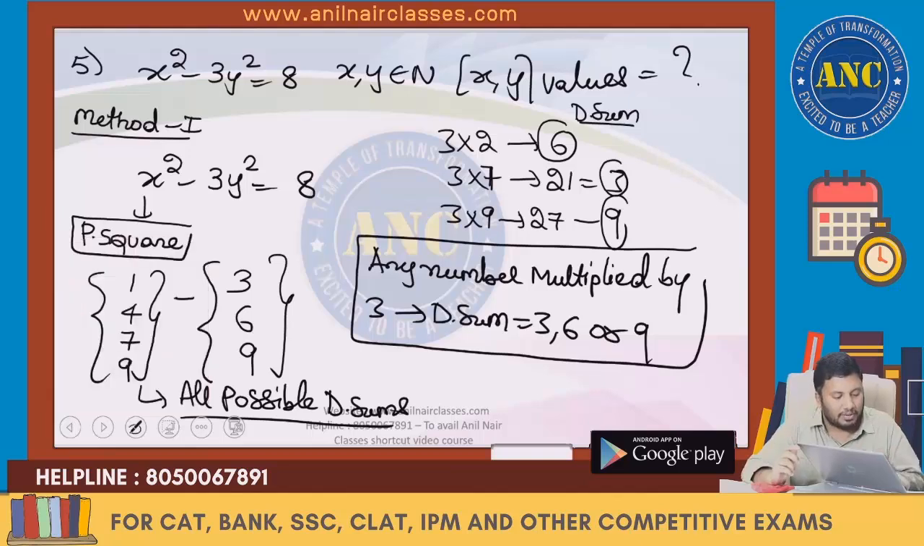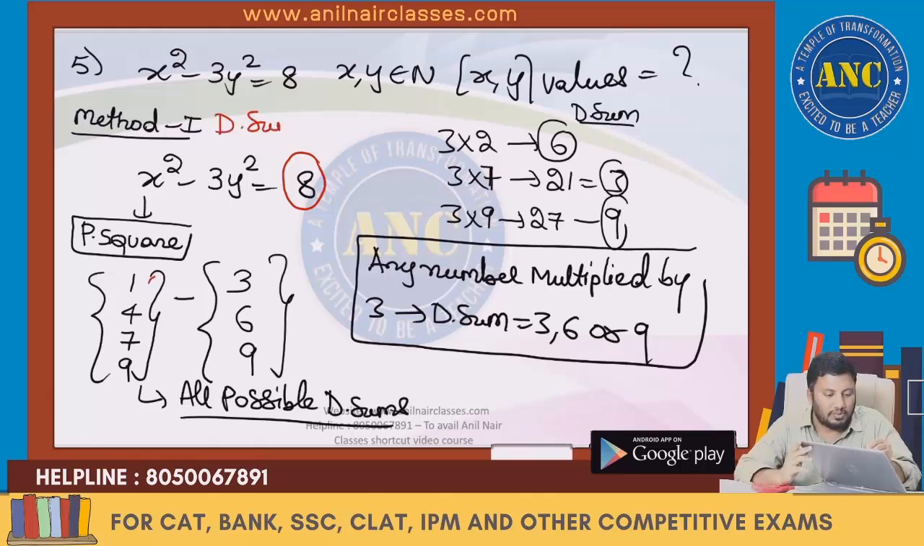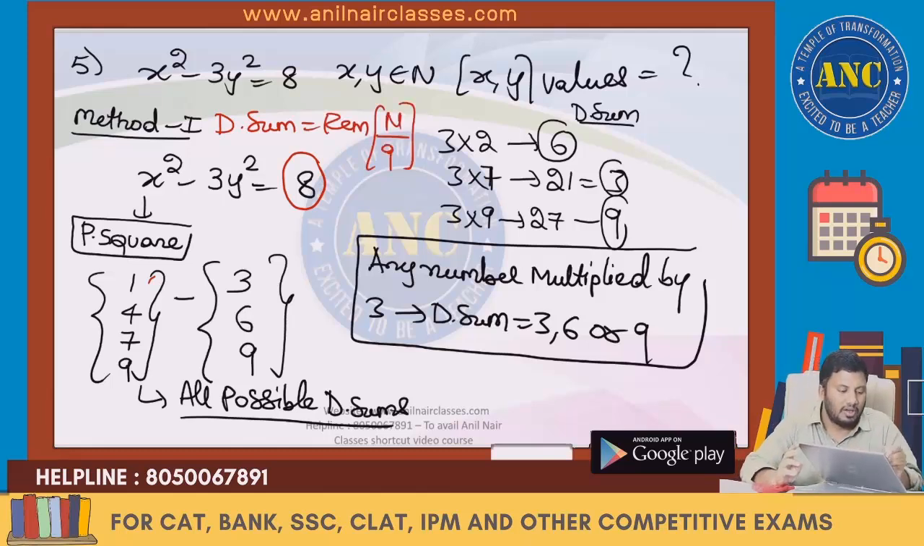Now if you observe, anywhere am I getting 8? What do you mean by digital sum? Digital sum is also nothing but the remainder when you divide a number by 9. This is an alternate definition. 1 minus 3 is minus 2. Minus 2 means positive remainder 7. 1 minus 6 is minus 5, positive remainder 4. 1 minus 9 is minus 8, positive remainder 1.